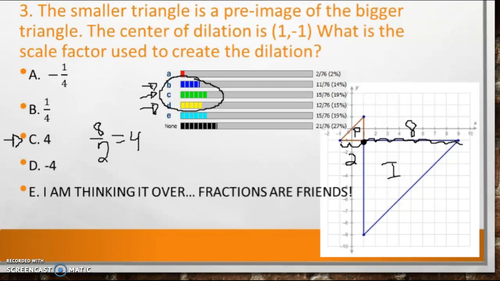Does anybody else want to grab the mic and defend why they think it is B or D? All right. Nathan, you do. It's -4 because the image is left. It's on the opposite side of the center dilation.